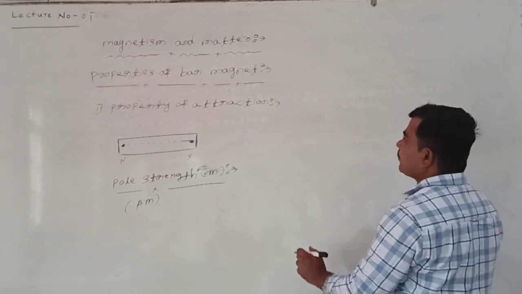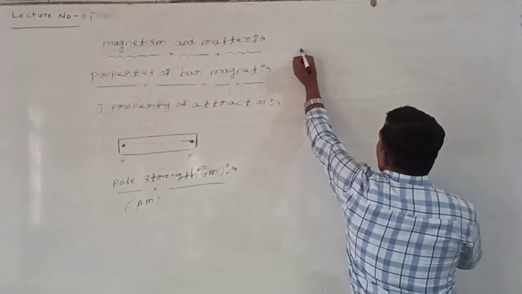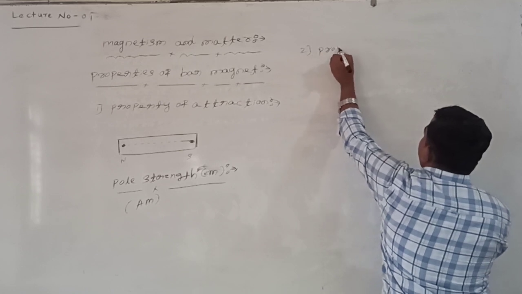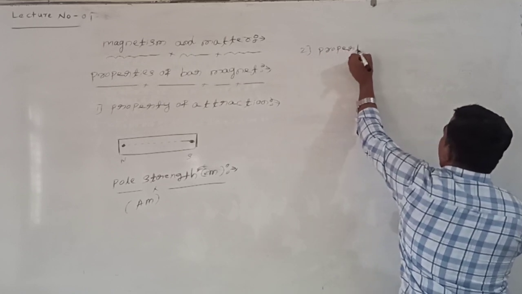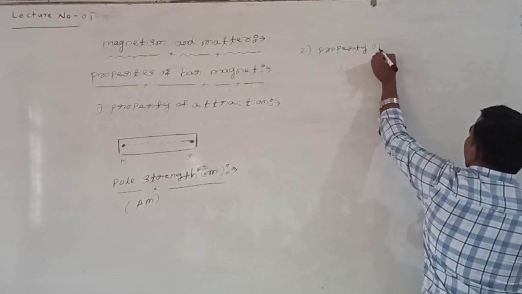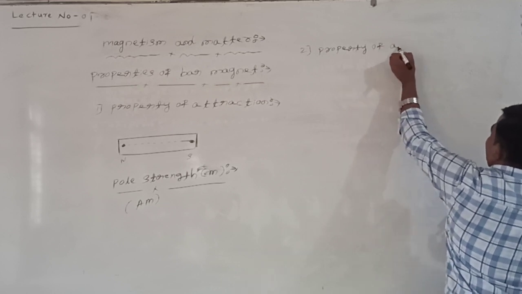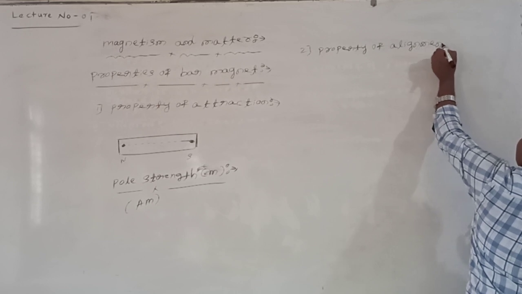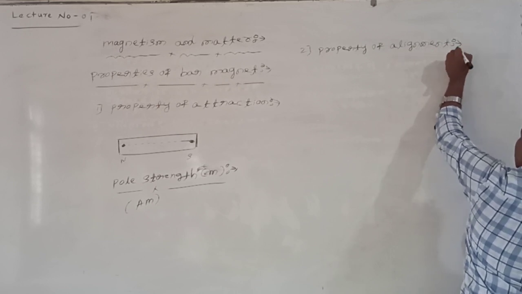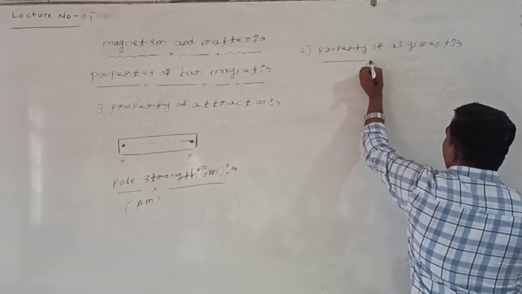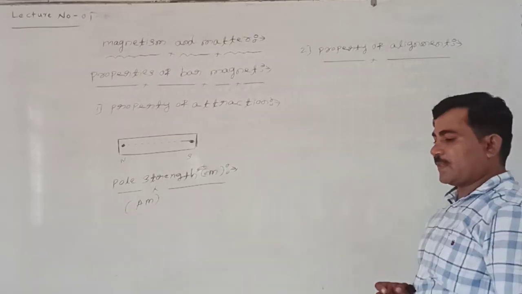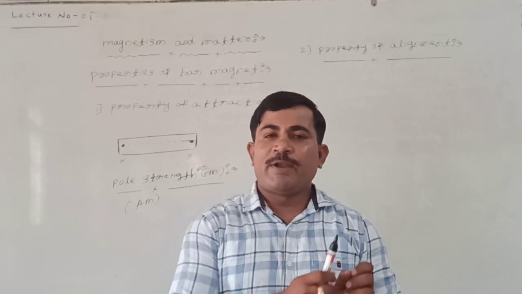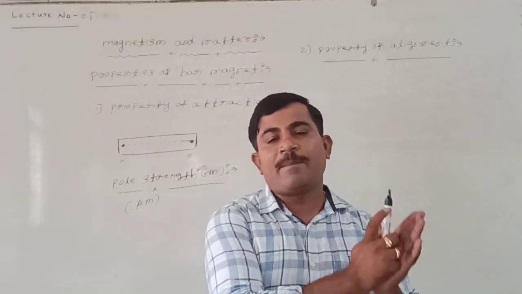Now, the second property is the alignment property. Property of alignment. Simply, property of alignment means when a bar magnet or simply a magnet.